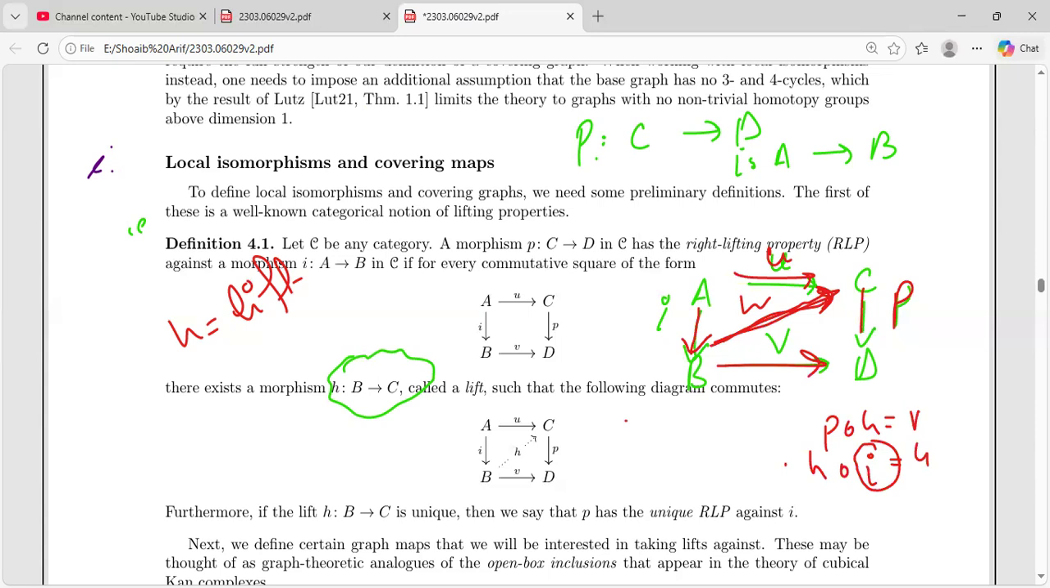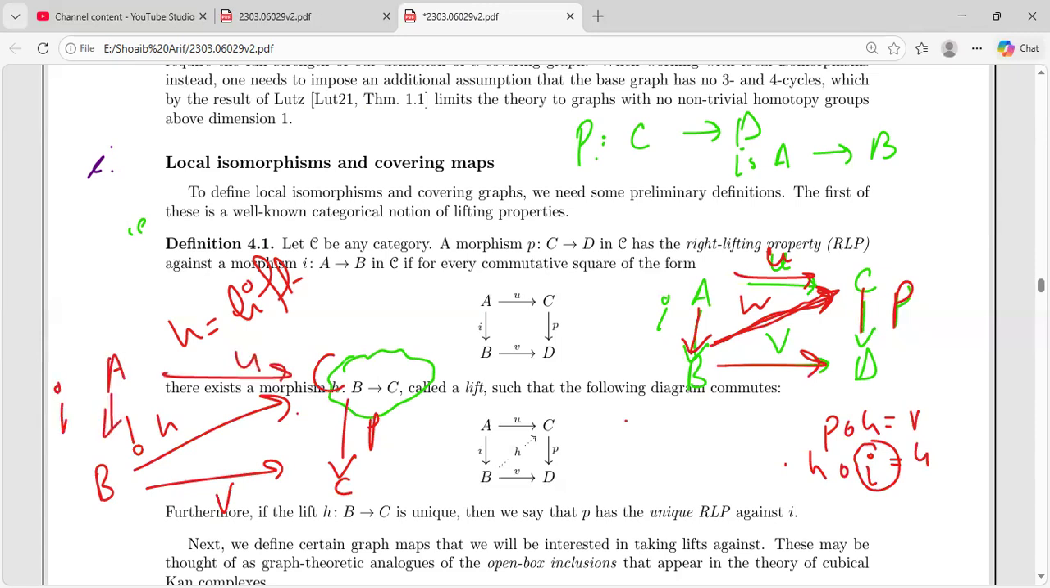Furthermore, if H is a unique morphism in the diagram, with the morphism V, and A to B is I and this is U, if H is unique, then we can say P has a unique right lifting property against I. Let's see the next definition.